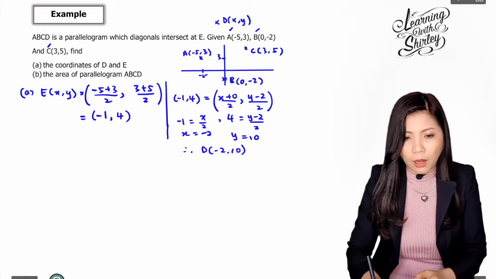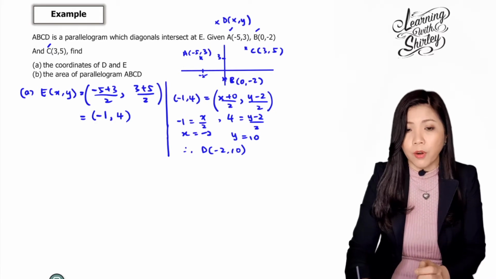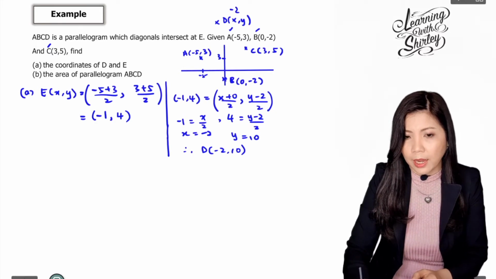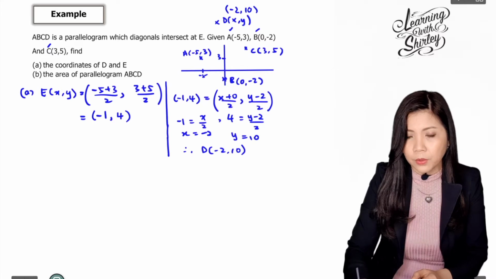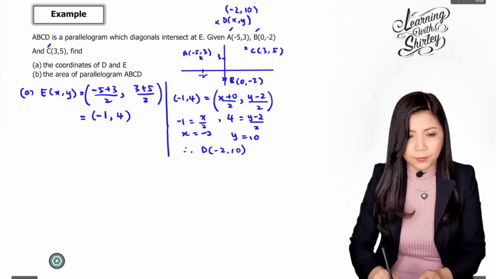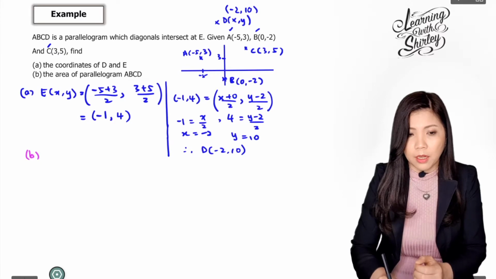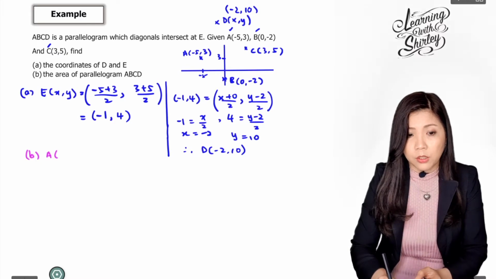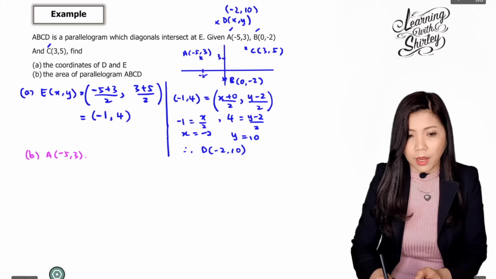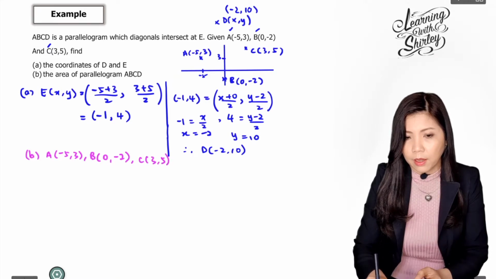After we have gotten D, we can find the area of the parallelogram. D is (-2, 10). Now we find the area of the parallelogram. I'm going to write down the coordinates of ABCD so it's easy for me to refer. A is (-5, 3), B is (0, -2), C is (3, 5), and D is (-2, 10).